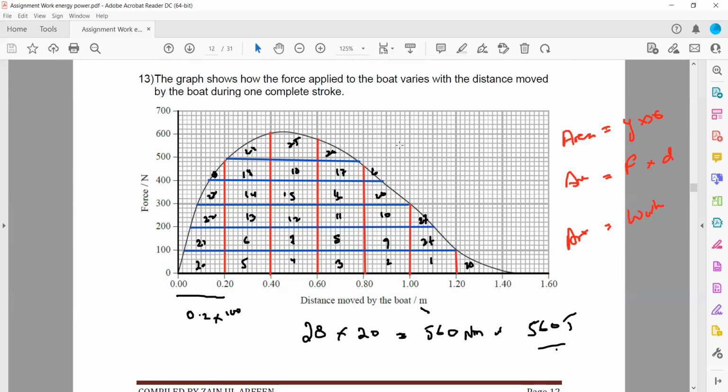So that's how we solve a question in which we have a non-linear graph.